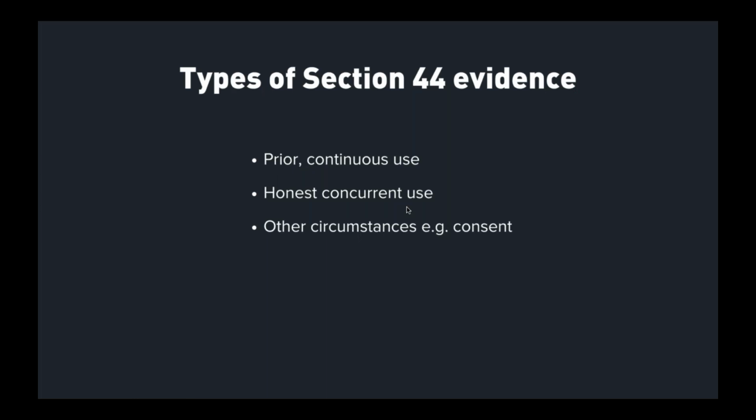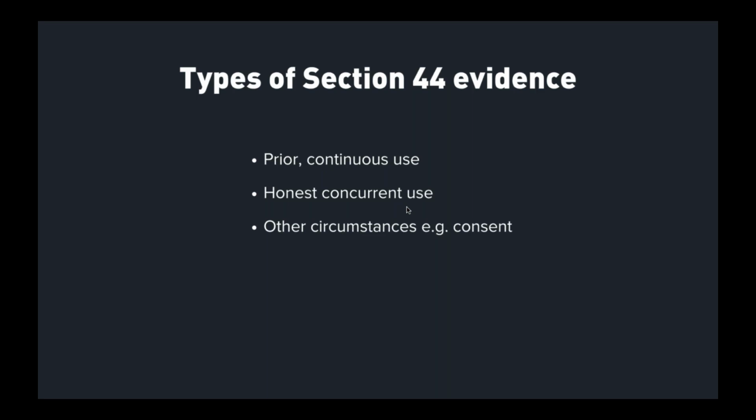These are the three categories of evidence that can be used to overcome an issue with Section 44. We will go through each of these in more detail over the next few slides, but we'll first quickly run through the list. For prior continuous use evidence, you will need to show that you have been using your trademark since before the earlier trademark was applied for and continuously since then.